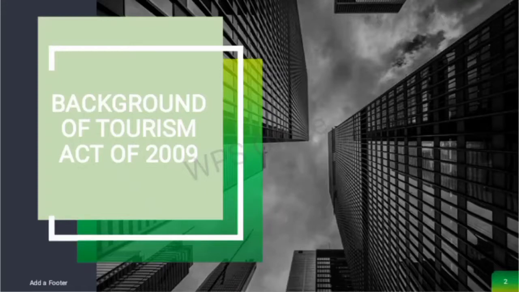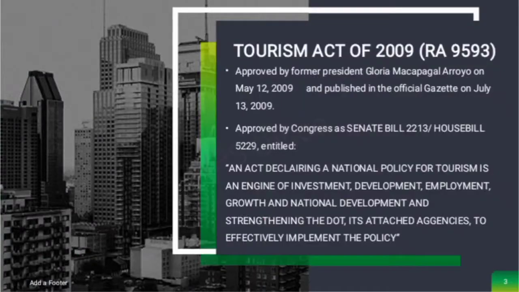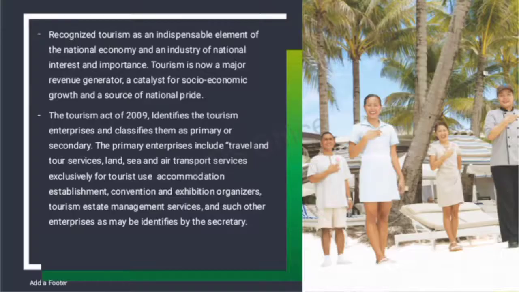The Tourism Act of 2009, or RA 9593, was approved by former President Gloria Macapagal Arroyo on May 12, 2009 and published in the Official Gazette on July 13, 2009. It was also approved by Congress as Senate Bill 2213 and House Bill 5229, entitled An Act Declaring a National Policy for Tourism as an Engine of Investment, Development, Employment, Growth in National Development and Strengthening the DOT and its attached agencies to efficiently implement the policy.